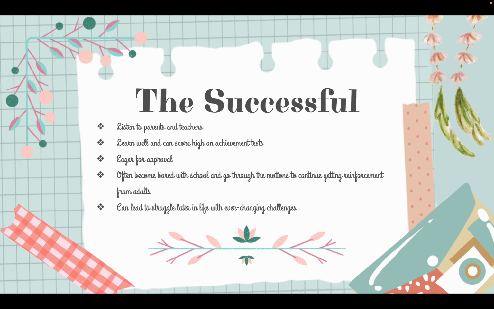First, we have the successful. These students often listen to parents and teachers, learn well, and can score high on achievement tests, are eager for approval, often become bored with school, and go through the motions to continue getting reinforcement from adults. The problem that arises from this pattern is that these students often struggle as adults with the ever-changing challenges of life that may arise. This is due to them not having the appropriate skills for lifelong learning.